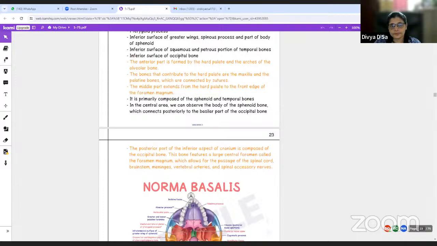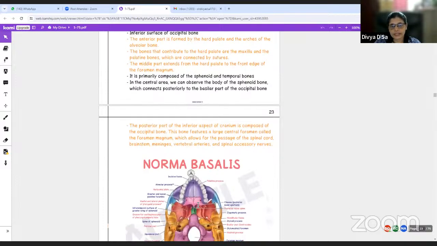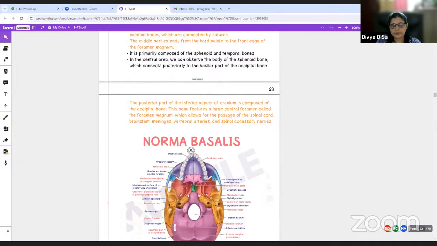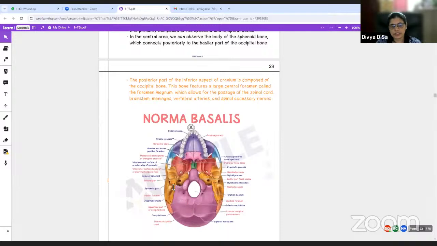So the middle part extends from the posterior margin of the hard palate up to the foramen magnum. Okay. So here you basically see the sphenoid bone and the petrous part as well as the squamous part of the temporal bone. Okay. And the posterior part of the inferior aspect, that is the base of the skull, is mainly formed by the occipital bone. So you can see a large foramen here. This is the foramen magnum.